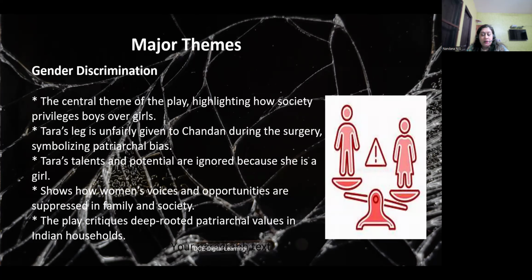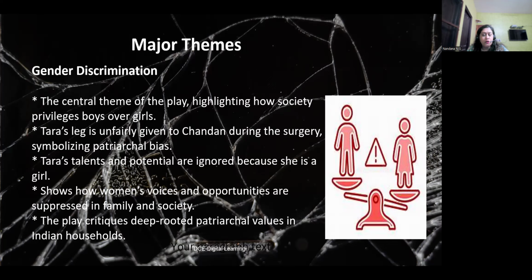In fact, the leg had a very healthy chance of getting attached to Tara's body. Knowing it, in spite of it, society represented by the couple and the grandfather and the doctor, they go against all the odds and try to give another fair chance to the boy. This clearly indicates gender discrimination. Tara's talents and potentials are ignored because she's a girl.